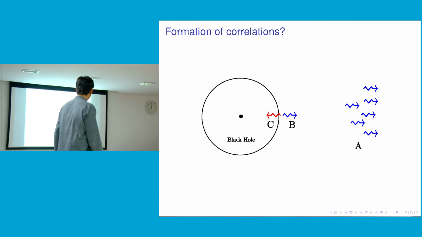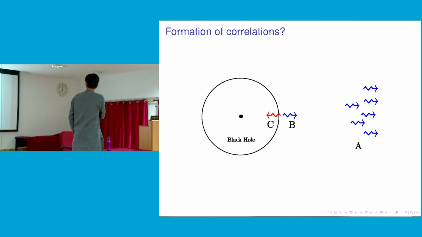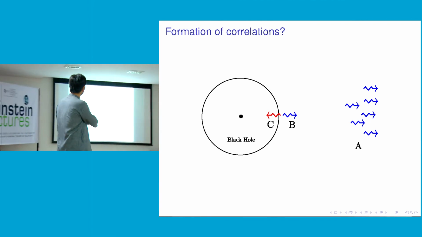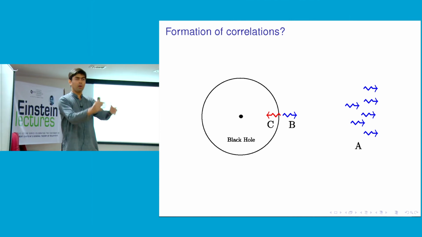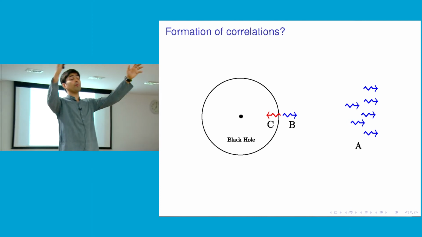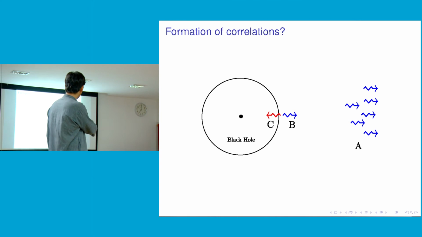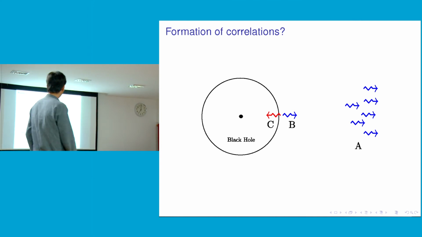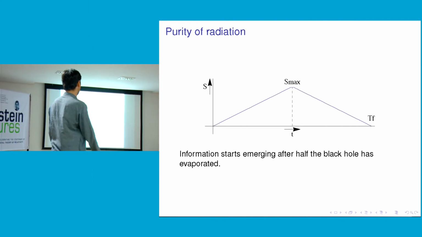Let me just say one more thing. One thing you might have thought is that maybe these correlations don't form when the black hole is big. As the black hole evaporates, it becomes smaller and smaller, and eventually the black hole itself becomes almost point size, and maybe that's when all the correlations form. But in fact that can't be the case, because if you look at the amount of information contained in this radiation, this information comes out at a pretty steady rate after about half the black hole has evaporated.